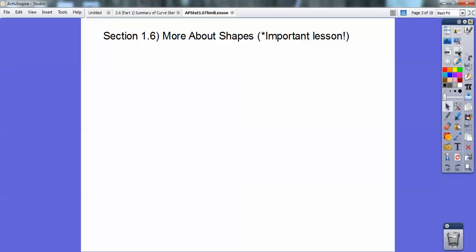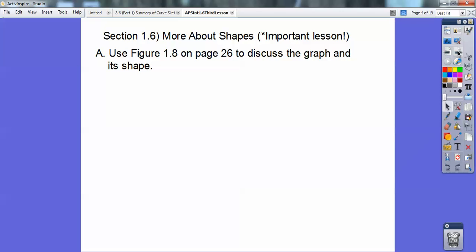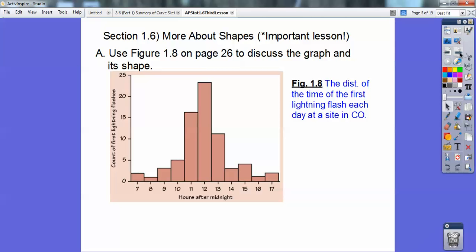All right, so more about shapes. This is actually an important lesson, you guys. If you are going to take the AP test in the spring, they want you to be able to understand your graphs and talk about them using great statistical language. So here we go. We're going to use figure 1.8 on page 26 to discuss the graph and its shape. If you're in my class, I'd like you to at least write this down. You don't have to write the graph down because it's on page 26. Okay, so here it is, page 26. Let's go over this graph right here.